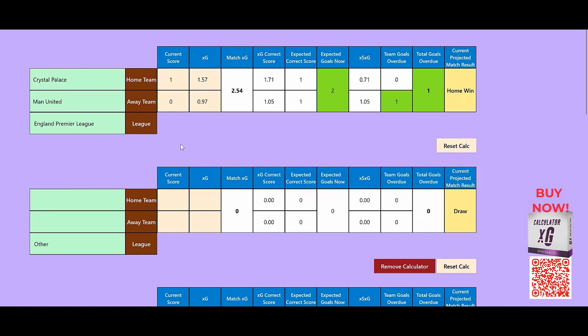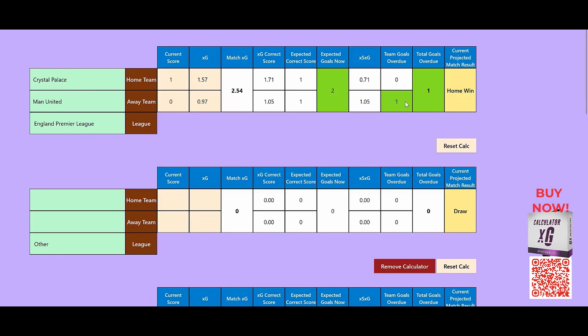So it's half time in the English Premier League. We've got Crystal Palace who are leading 1-0 against Man United. We can see the current projected match result is a Crystal Palace win. So Crystal Palace are winning, and they're deserving of that lead. But we've got a goal overdue. We've got a goal overdue to Man United also.